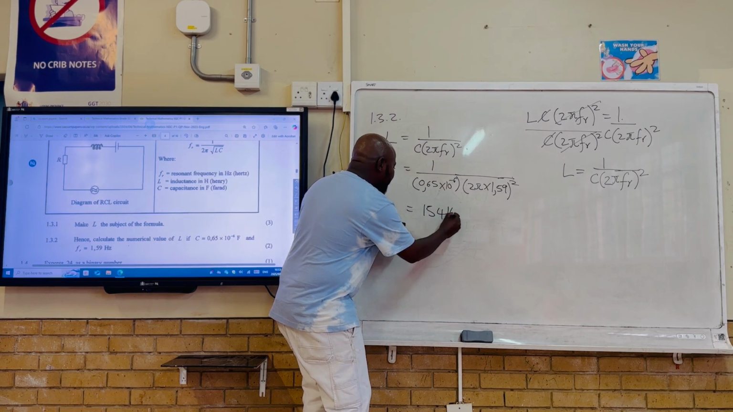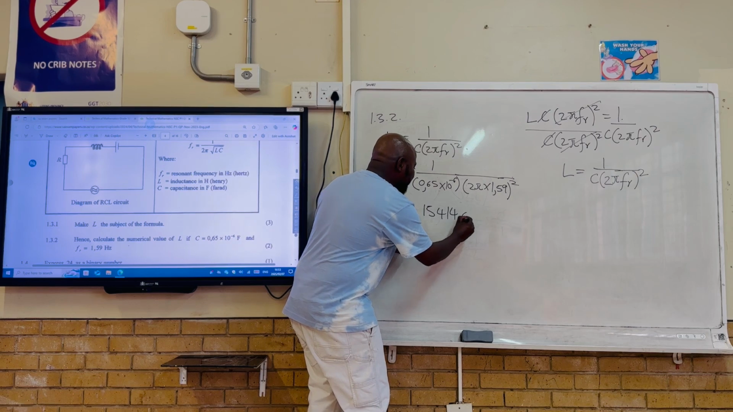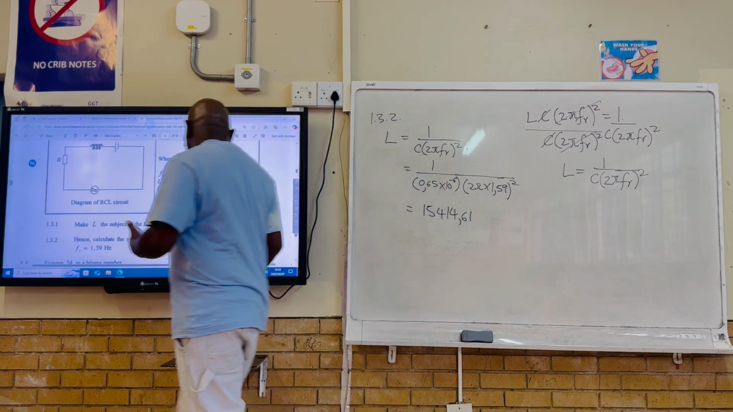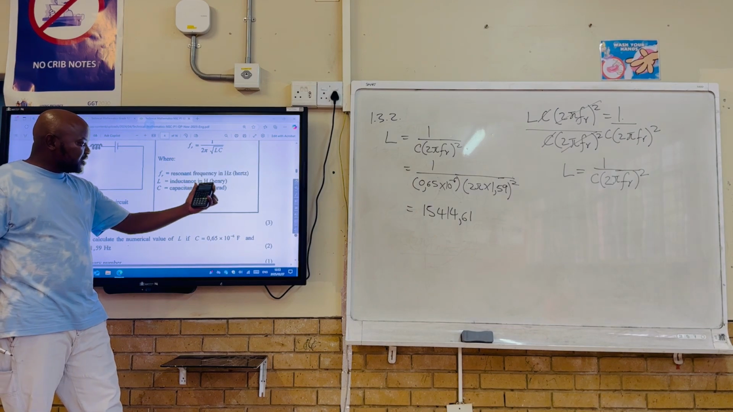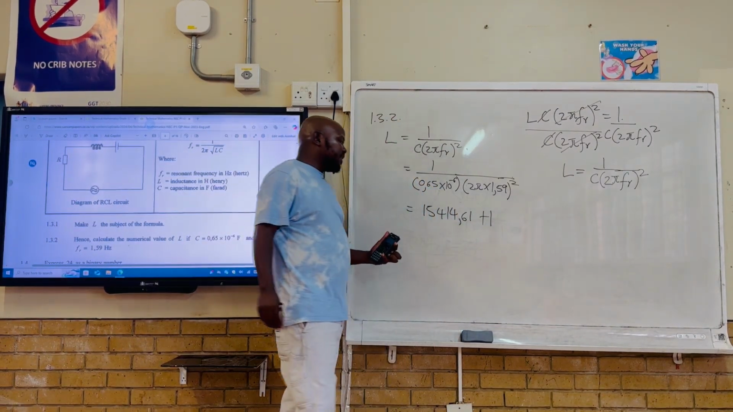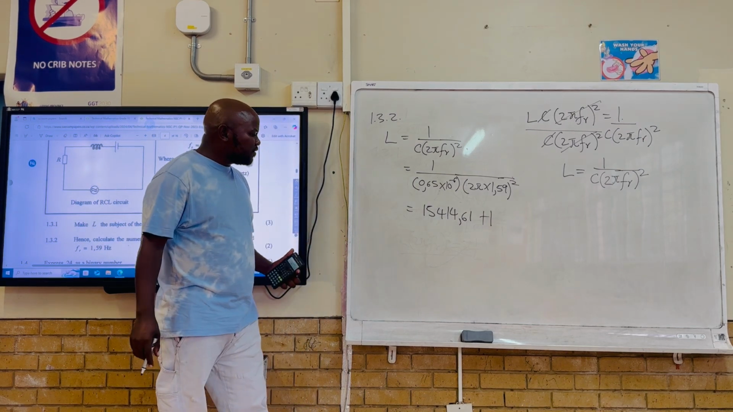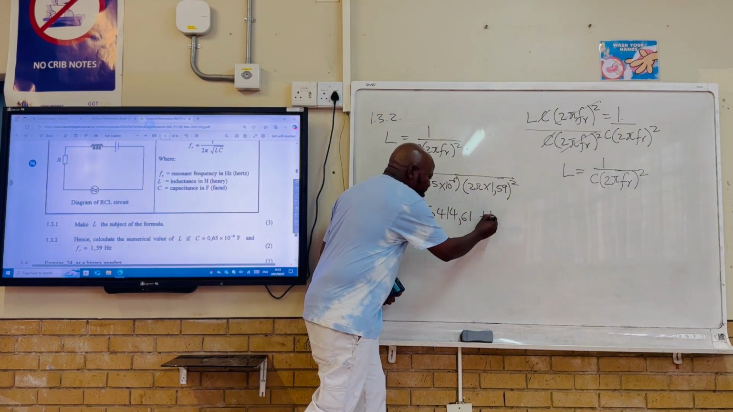50,400 and 414.61. We are told we are determining the inductance. The inductance is measured in Henry, so we write our inductance in Henry, which is 15,414.61 Henry.